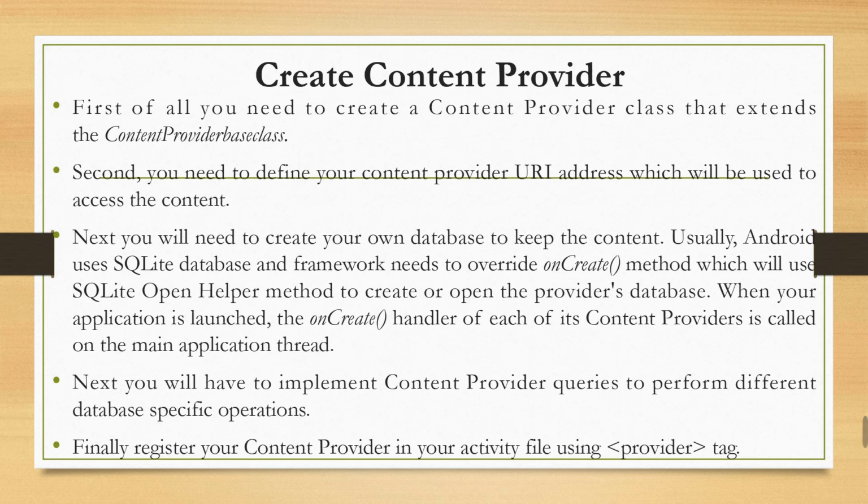So how can you provide a content provider? First, you have to create a class for your content provider, which extends the ContentProvider base class. Second, you have to define your content provider URI. Next, you have to connect your content provider with your SQLite database. Then you implement the content provider to perform the different database-specific operations. Finally, you register your content provider using the provider tag. These are the ways you can create a content provider in your applications.